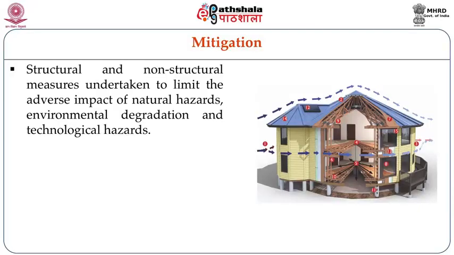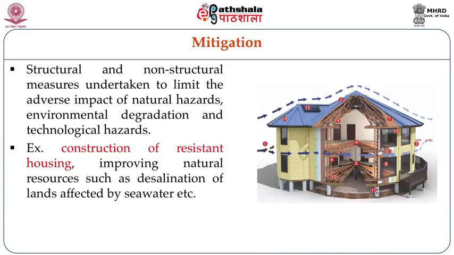The next aspect that we would be explaining here would be about mitigation. What is mitigation? It's a structural and non-structural measures undertaken to limit the adverse impacts of natural hazards, environmental degradation, and technological hazards. Now, example for this is construction of resistant housing, improving natural resources such as desalination of lands affected by seawater, etc.